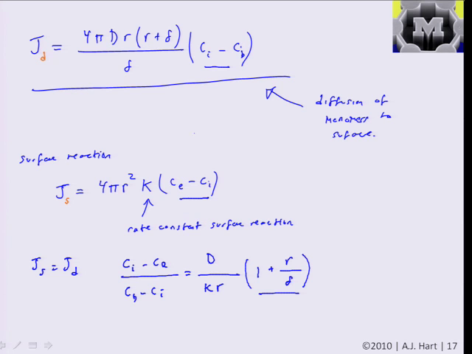So I'm switching both the signs here: Ci minus Ce and Cb minus Ci. So now we have a general expression that equates the transport to the surface with the reaction at the surface.